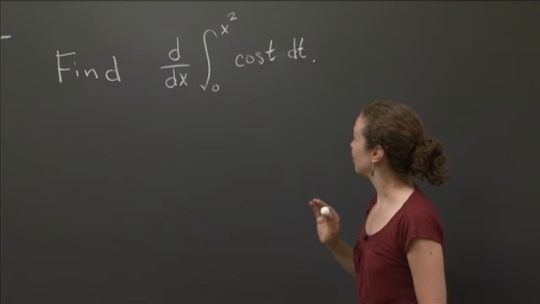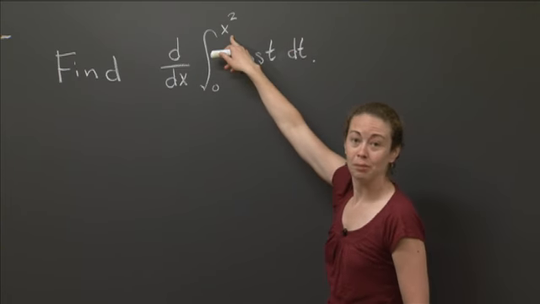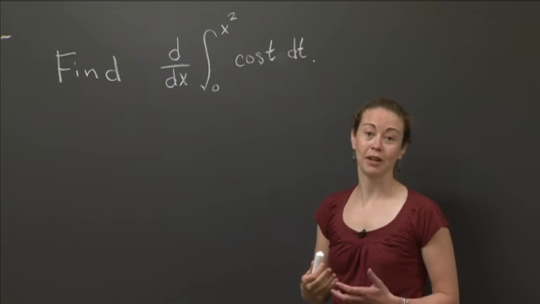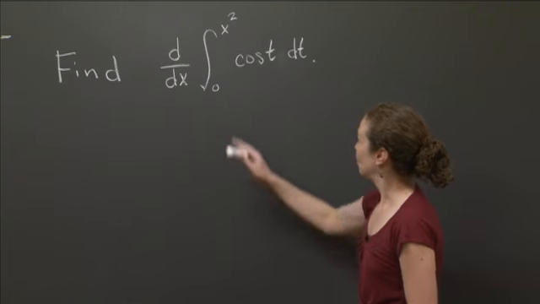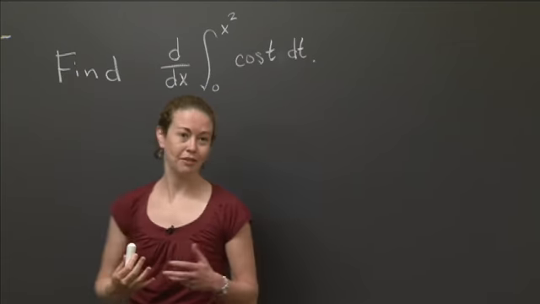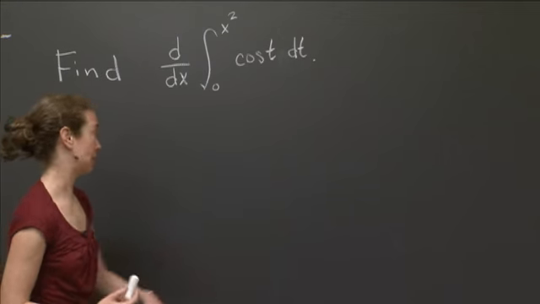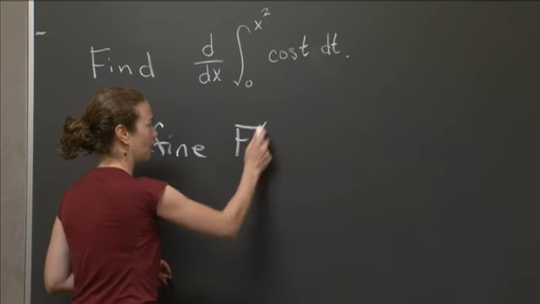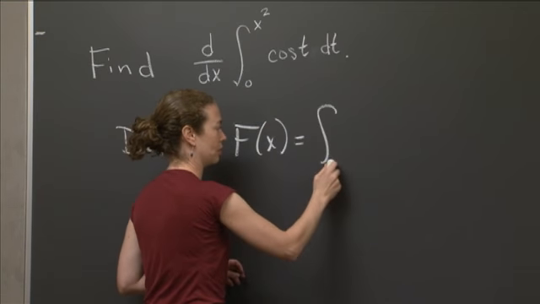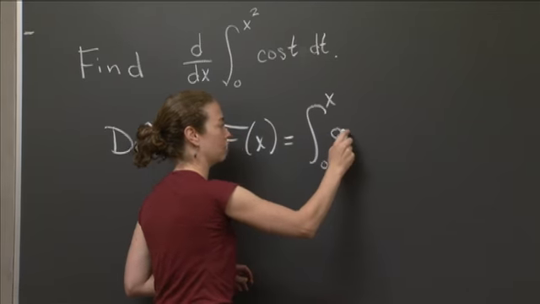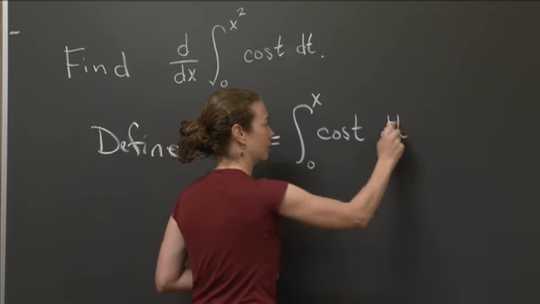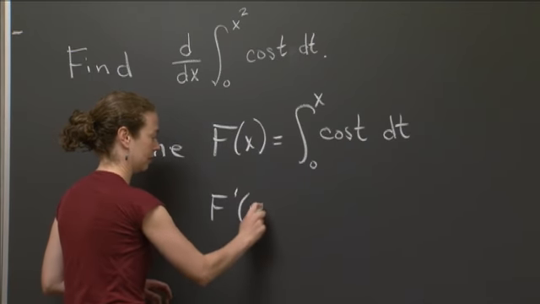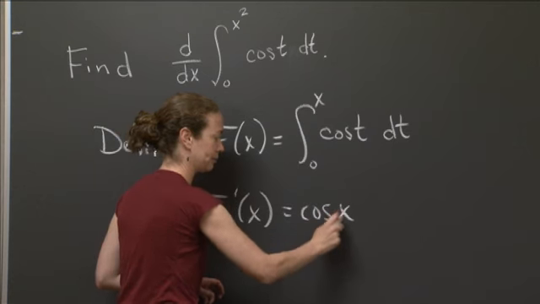We need to figure out how to solve this problem when there's a different function up here besides just x. What we're going to use is a combination of the fundamental theorem of calculus and the chain rule. So let's start off with how we would do this if it were the integral from 0 to x. We'll define capital F of x to be equal to the integral from 0 to x of cosine t dt. And then we know that F prime of x is equal to cosine x.